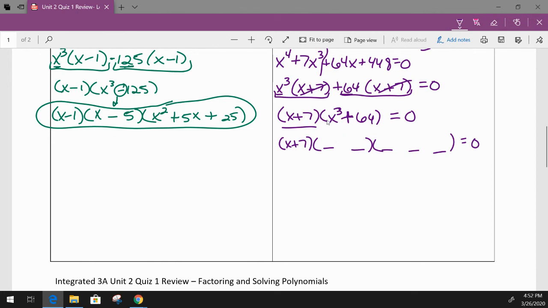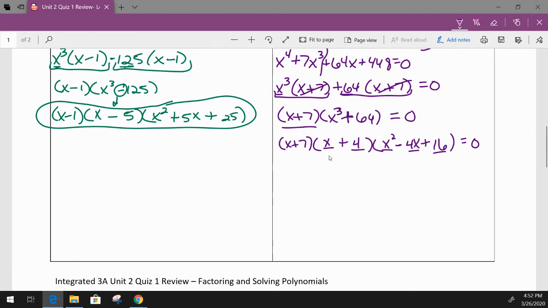The cubed root of x to the third is x. The cubed root of 64 is 4. Take the x and square it and put it here. Then multiply the 4 and the x and put it in the middle. Then take the 4 and square it, put it at the end. Then signs are the same, so this one is the same. The next one will be opposite, so if this was positive, this one's going to be minus. And the last one is always positive or always plus.